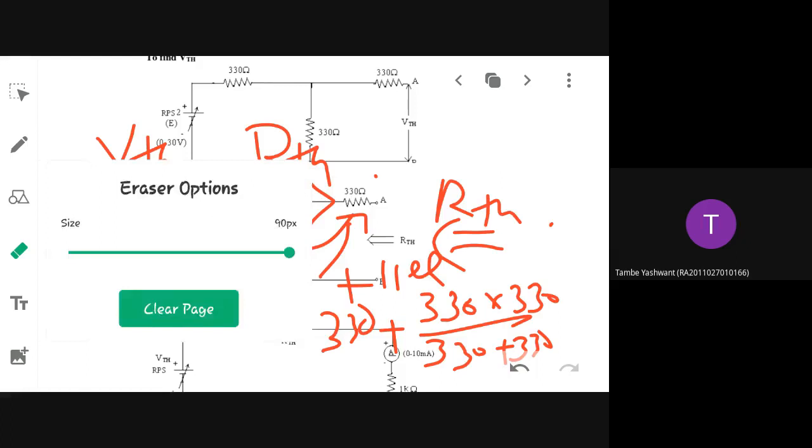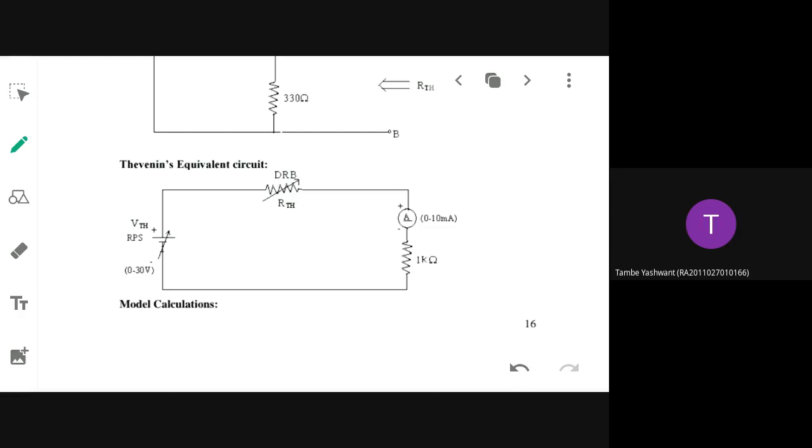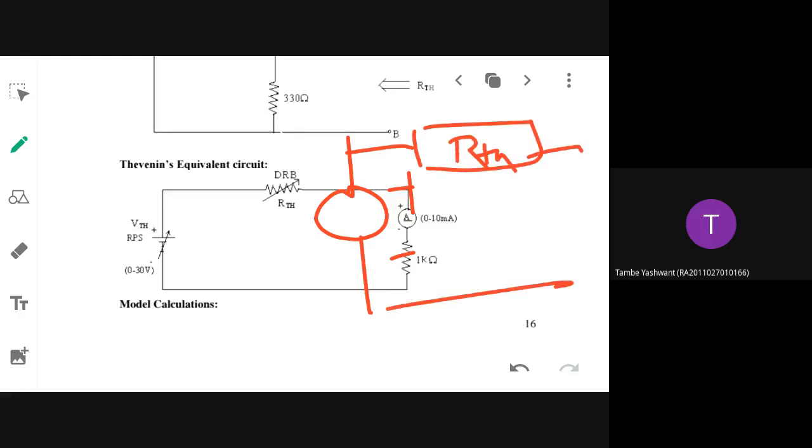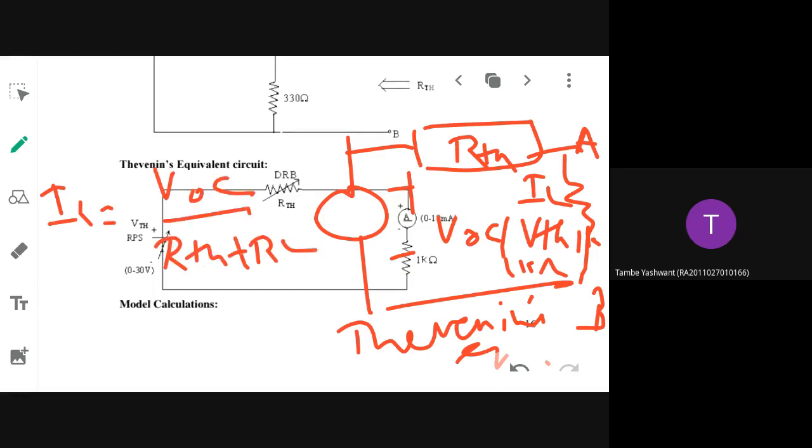Then finally you will be drawing the Thevenin's equivalent. About Thevenin's equivalent I have already taught you in class. Thevenin's equivalent means you will be having a voltage source in series with one RThevenin. This will be open circuit voltage or VThevenin. These are the AB terminals across which you are having the 1K connected. So this is called as my Thevenin's equivalent circuit. I want to find out IL, that is current flowing through this 1K. So for that a formula is present, VOC divided by RThevenin plus RL. Using that you will be finding out the current flowing through that 1K.